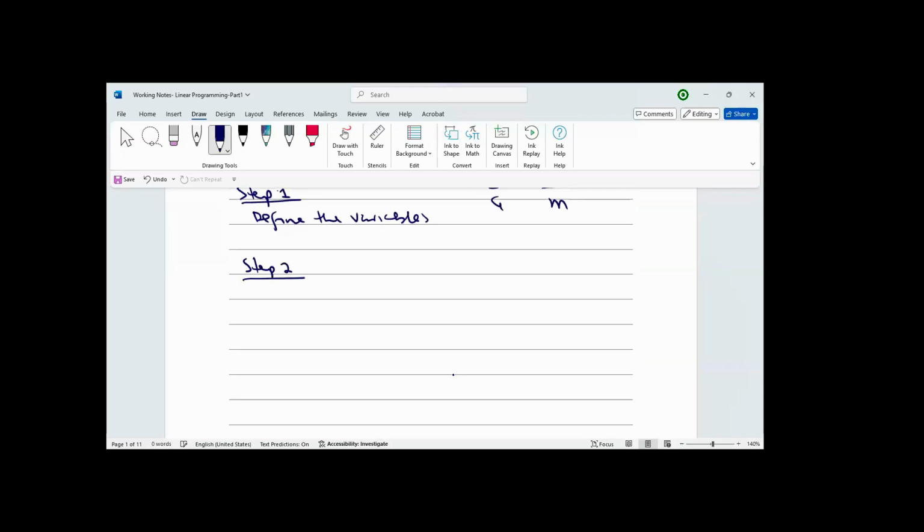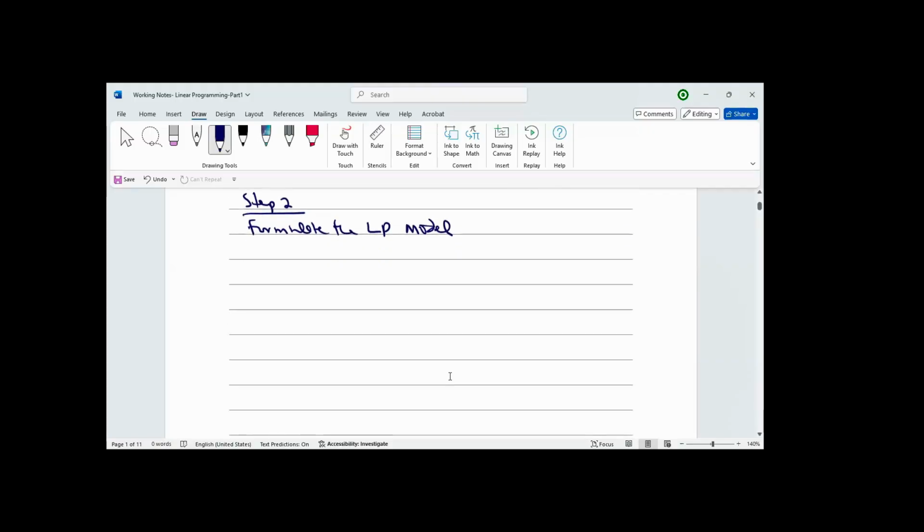Step two is to formulate the linear programming mathematical model. So how do you formulate? There are three steps that you are going to carry out anytime you want to formulate a linear programming model. Step one is to state the objective function.